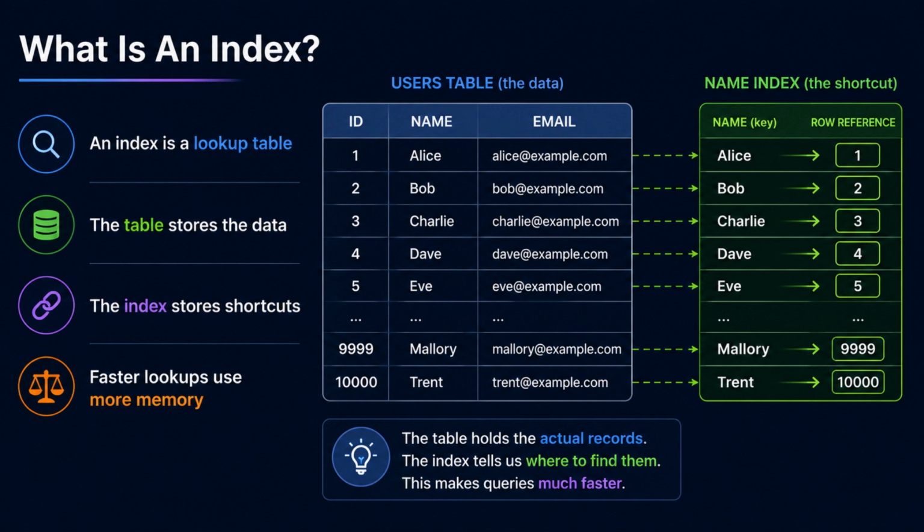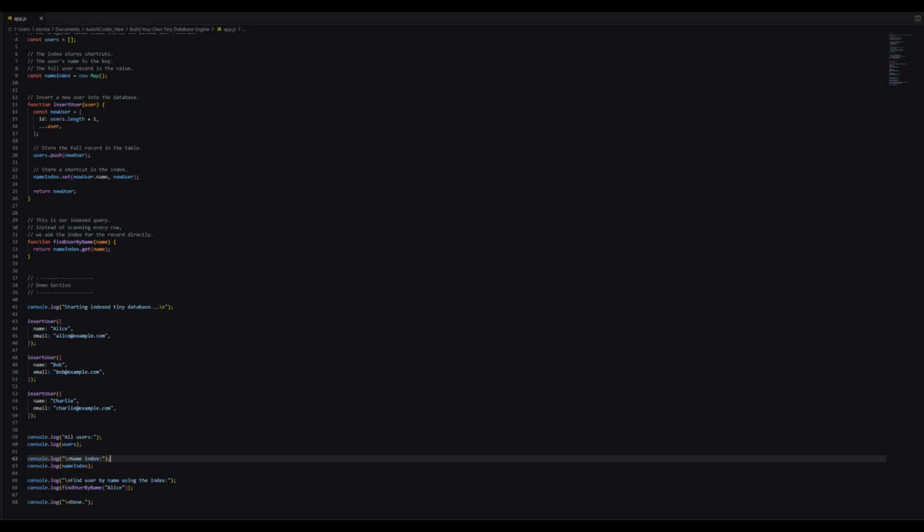The table holds the information. The index tells us where to look. Of course, there is a trade-off. Because we're storing additional information in the index, we'll use more memory than before. But in exchange, our queries can become dramatically faster. That's why most real databases use indexes extensively. Next, let's build our own index and see how surprisingly simple the core idea really is.